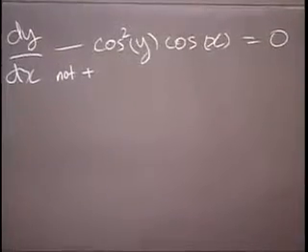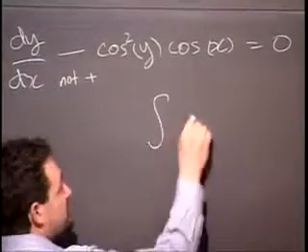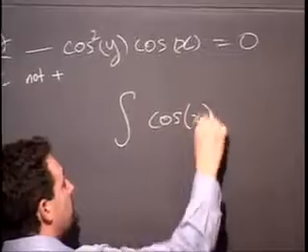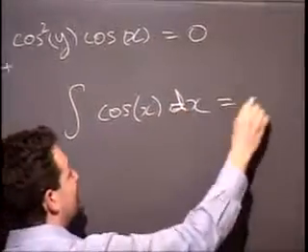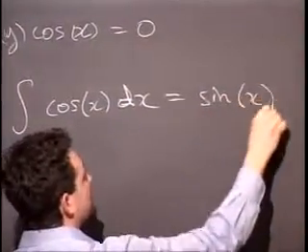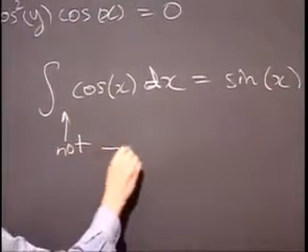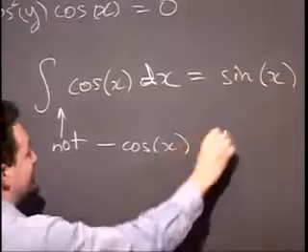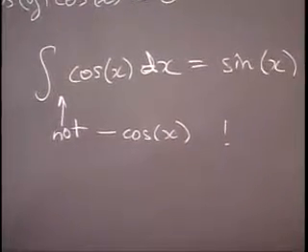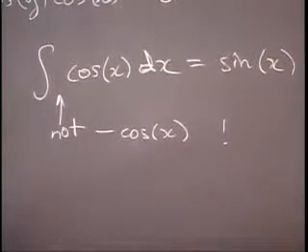So all the corrections, it should be the integral of cosine x dx is sine x plus c. And this is not minus cosine x. So there's a correction. If you're watching or in the room, sorry about that.